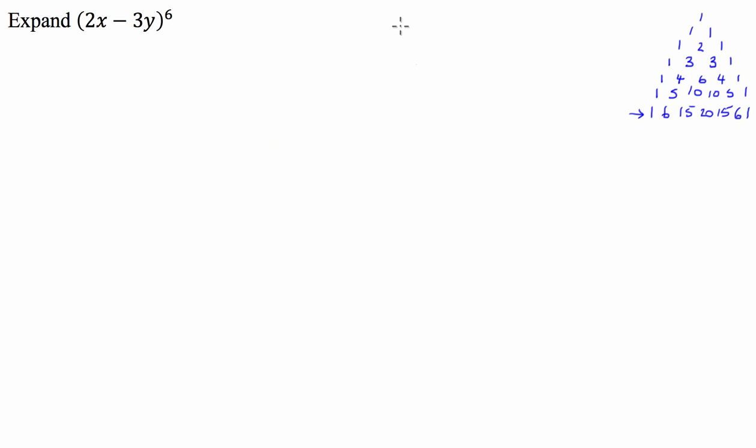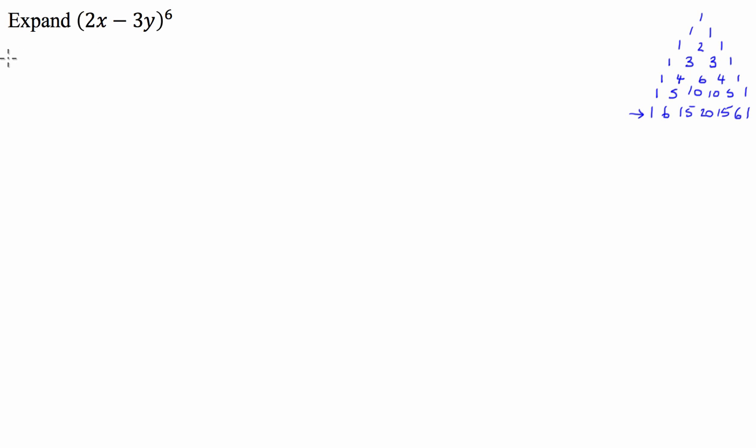Okay, so the method for doing this is we're going to use each of these as the initial coefficients, and then as we go through the binomial expansion, we reduce the power on the x by 1 each time, and we increase the power on the y by 1 each time. Now I'll show you what I mean by that.